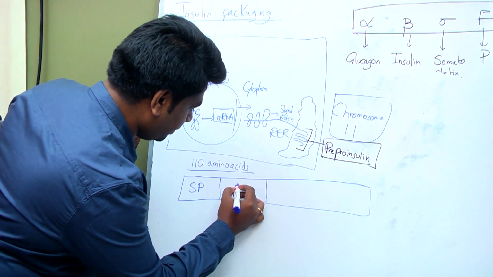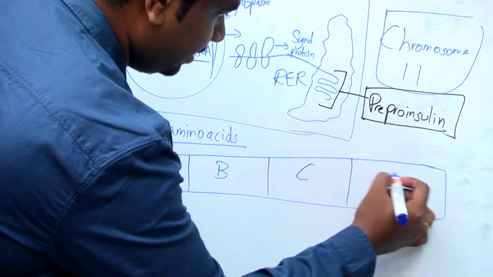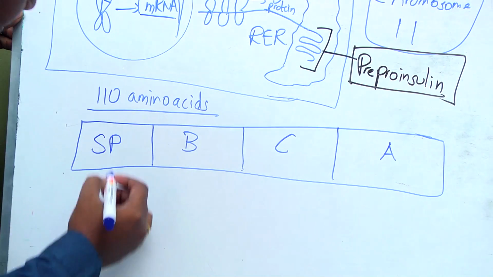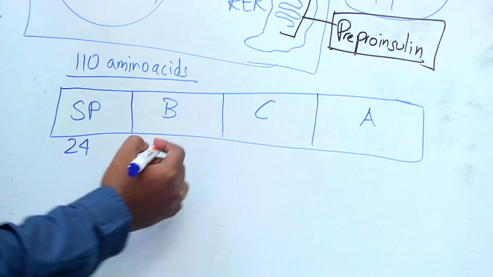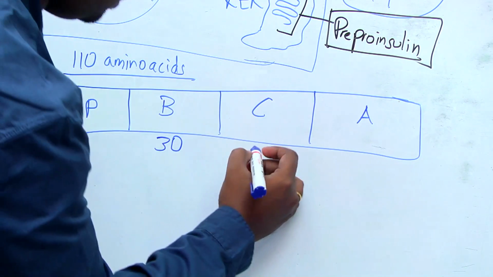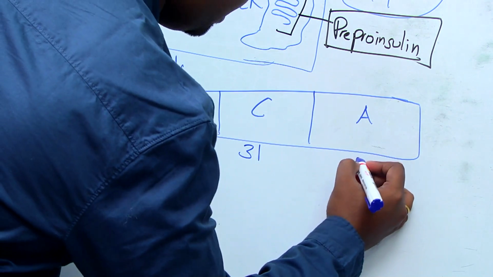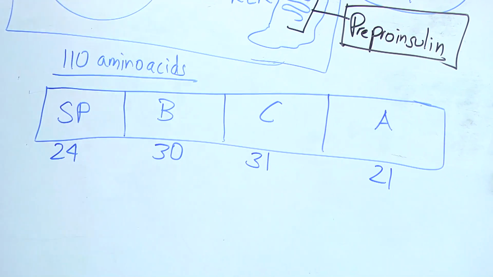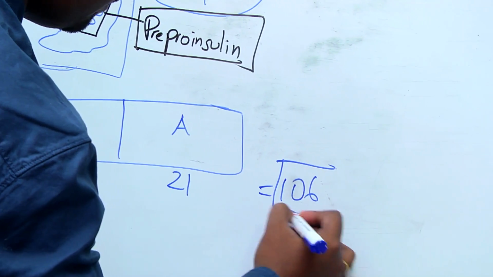You have your B part and then C peptide and a part which codes for the A subunit. So this consists of 24 amino acids, whereas the B part consists of 30 amino acids. This C part consists of 31 amino acids and the A subunit consists of 21 amino acids. When you count the amino acids, the count will come to 106.